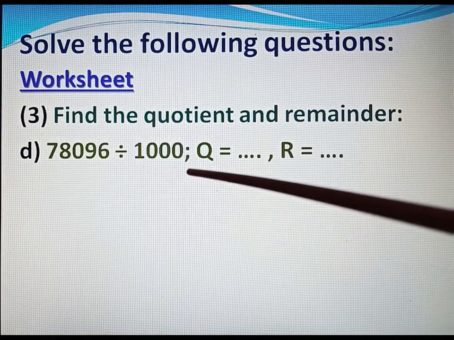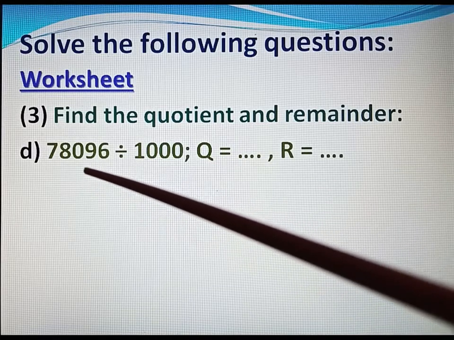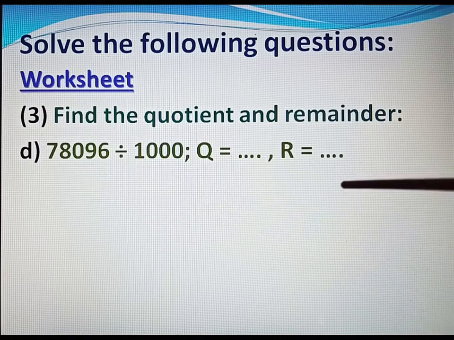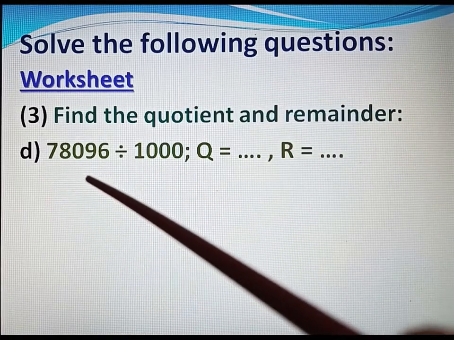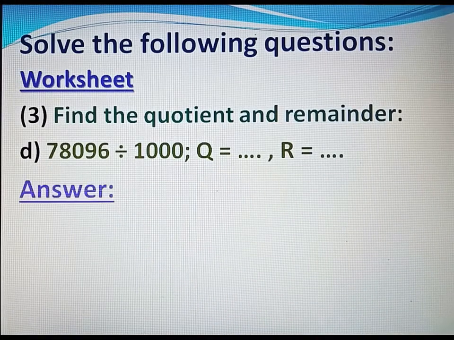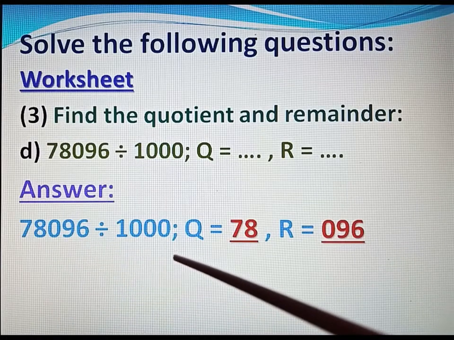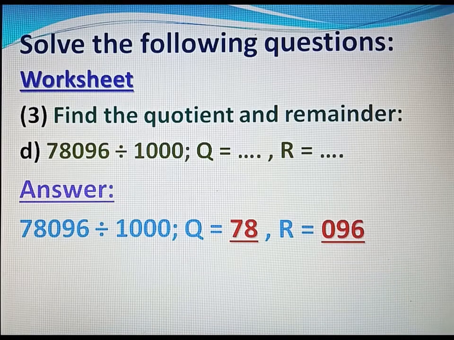See, if 1000 is the divisor, then the number formed by the last 3 digits of the dividend, that is 096, number formed is 96. So 96 is the remainder. And the number formed by the remaining digits, that is 78. So 78 is the quotient. Answer: 78,096 divide 1000. Quotient equals 78, remainder equals 96.